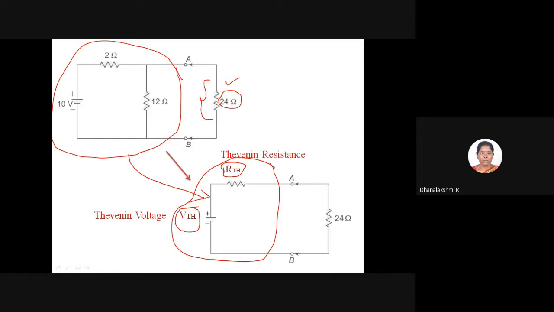So the intention here is to find the current flowing in the 24 ohm branch with the help of Thevenin's theorem. First step, we have to remove this 24 ohm and make the terminals open. So let the terminals be A and B. I'm marking this terminal as A and this terminal as B. After removing the 24 ohm, I'm going to make this terminal open. So this is how we got the circuit.